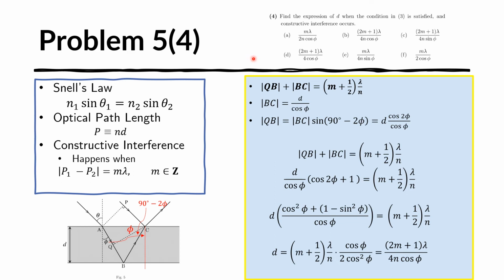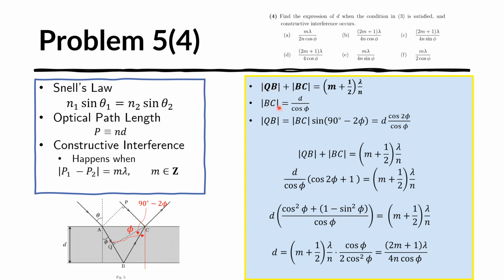For the last problem, we need to find an expression of D, which is the thickness of the soap film, that will satisfy the condition of constructive interference. For this problem, we recall our answer to problem 3. This is the condition for constructive interference. Thus, we need to find an expression for BC and QB.